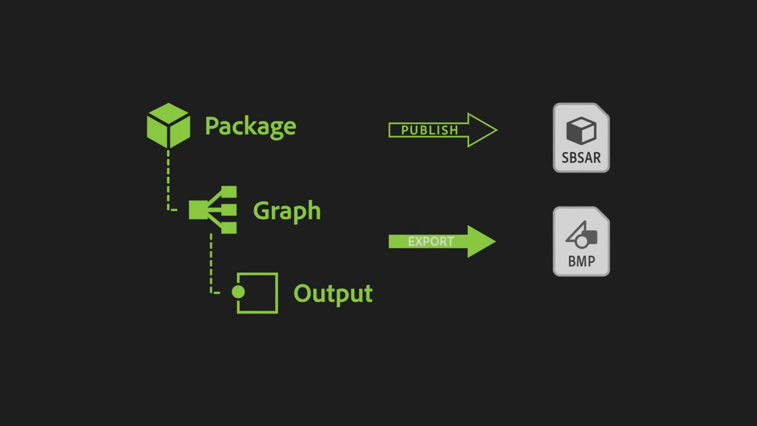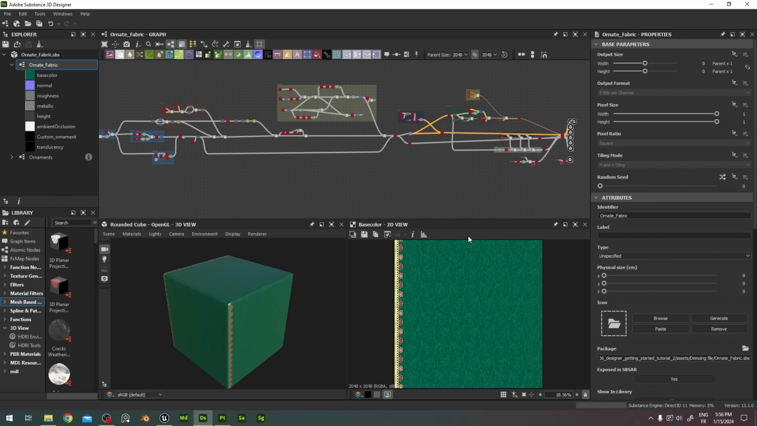We're going to cover both techniques in this video, and we will also see how we can send our work to other Substance apps such as Substance Painter and Stager. So let's get started. And we can begin with the most straightforward option, which is to export the outputs directly.